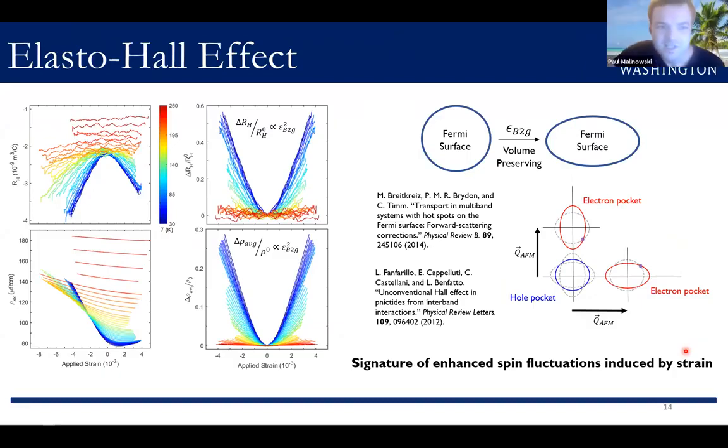The Hall coefficient should not respond linearly to anisotropic strain, because by symmetry the Hall coefficient is an isotropic quantity. That's why it's quadratic. So what you could define is this quadratic coefficient, but that's something different. That's why this is so surprising: we see this huge change in a quantity that we didn't expect to respond.